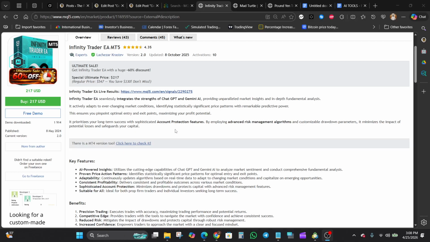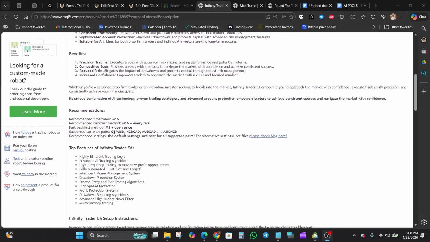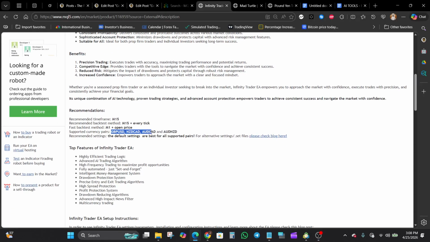Right away, the developer emphasizes a combination of AI assisted analysis and price action patterns, which suggests that this isn't just a single condition EA. It is designed to adapt across different market conditions. It supports multiple pairs like the GBP USD, NZD CAD, AUD CAD, and AUD NZD, and it is recommended to run on the M15 time frame, which typically balances trade frequency with signal quality.